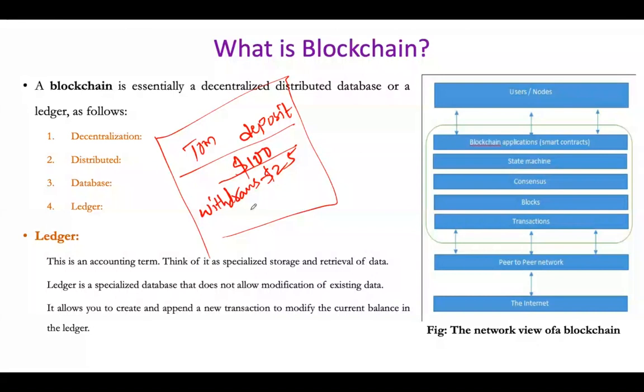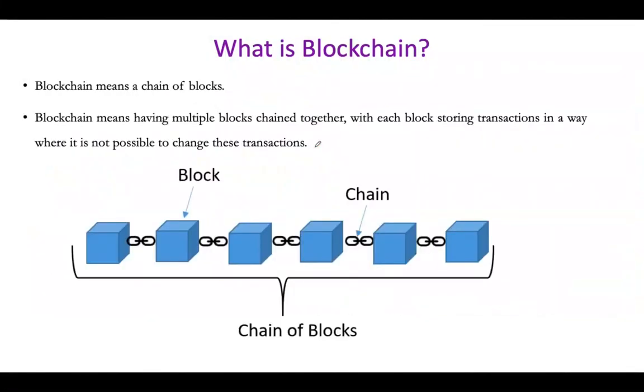So it is important here to understand that existing data can be modified by using a new transaction, but past transactions cannot be modified. A balance of $100 can be modified at any time by executing new debit or credit transactions from Tom's account. But the previous transactions cannot be modified. So that is the meaning of the ledger. So if you think about this, the blockchain means a chain of blocks.